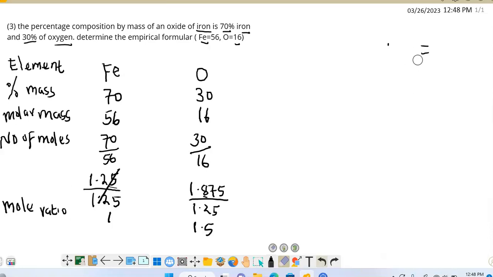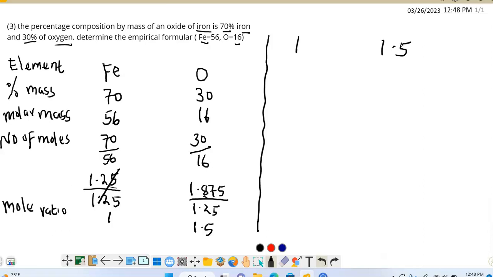But if it's exactly 1.5, the way we have it now in this example, what do you do? Okay, now we have 1 and 1.5 here. You have 1 mole ratio for iron and 1.5 for oxygen. This is the mole ratio. So what do you do? You multiply both sides by 10 to make it a whole number and remove the decimal. Where is this 10 coming from?